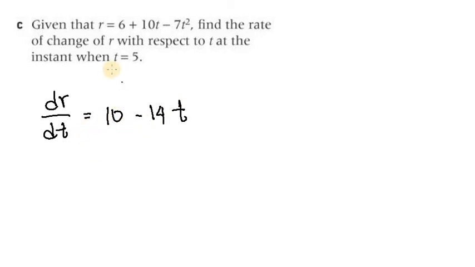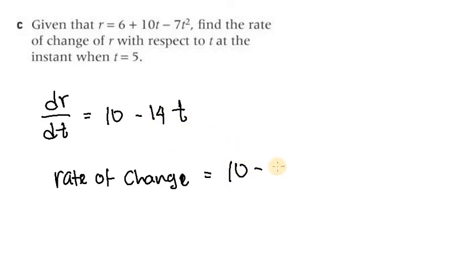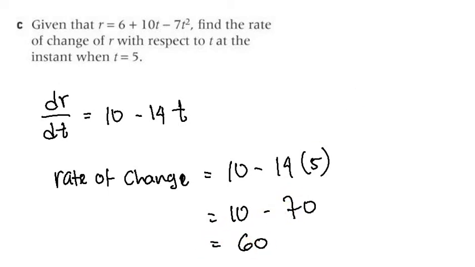Okay, and then when t equals 5, that is the rate of change that we want to find out. So the rate of change, when t equals 5, just input t equals 5: 10 minus 14 times 5. So we will end up with 10 minus 70, or negative 60. So that's it. That's negative 60.